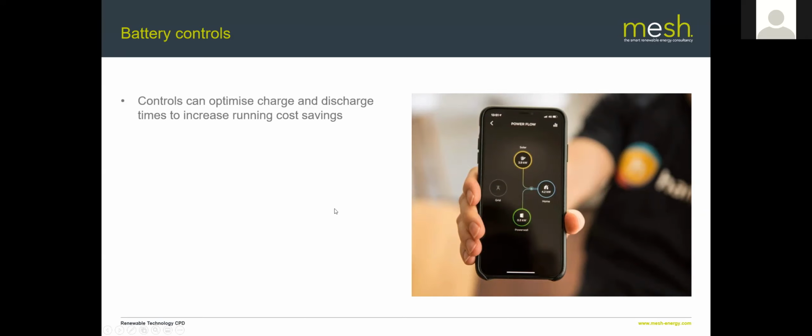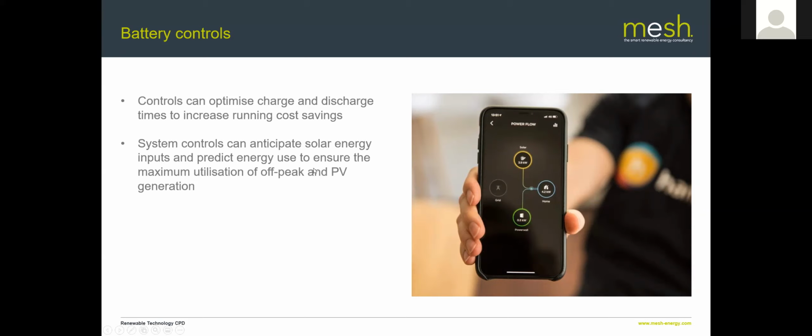So what do the controls do? They optimize the charge and discharge times to increase running cost savings. They can anticipate the solar. I think we've already talked a little bit about that. It's not quite as smart as perhaps it will be one day, as it doesn't take into account the vagaries of the weather forecast. But it does give you a pretty good insight into what it would typically expect to see from the solar PV. And it gives you a real-time display of what your battery is doing, its state of charge.